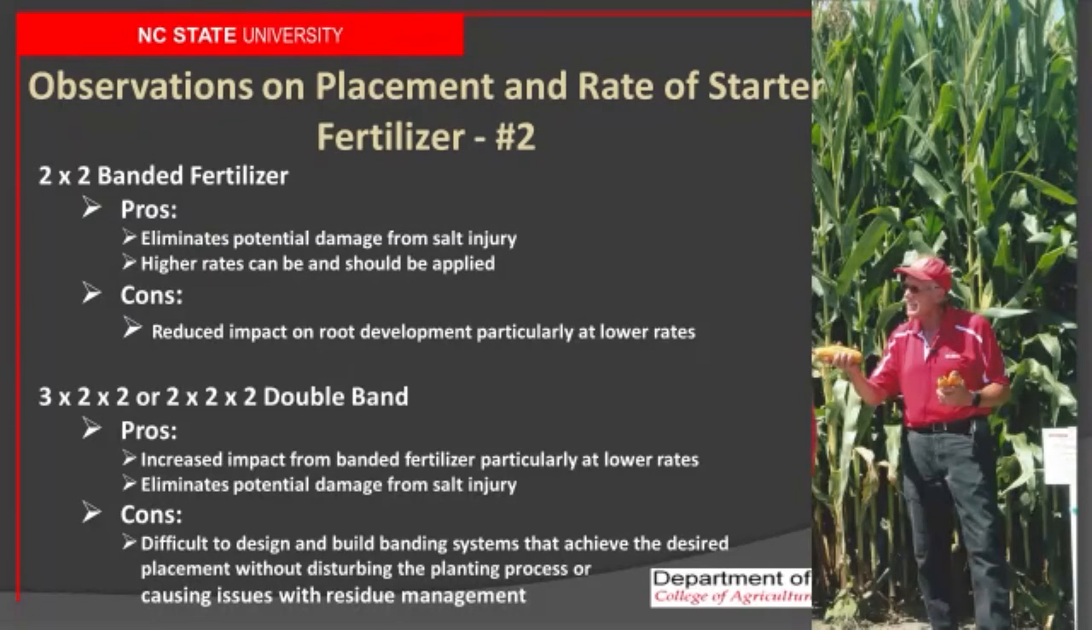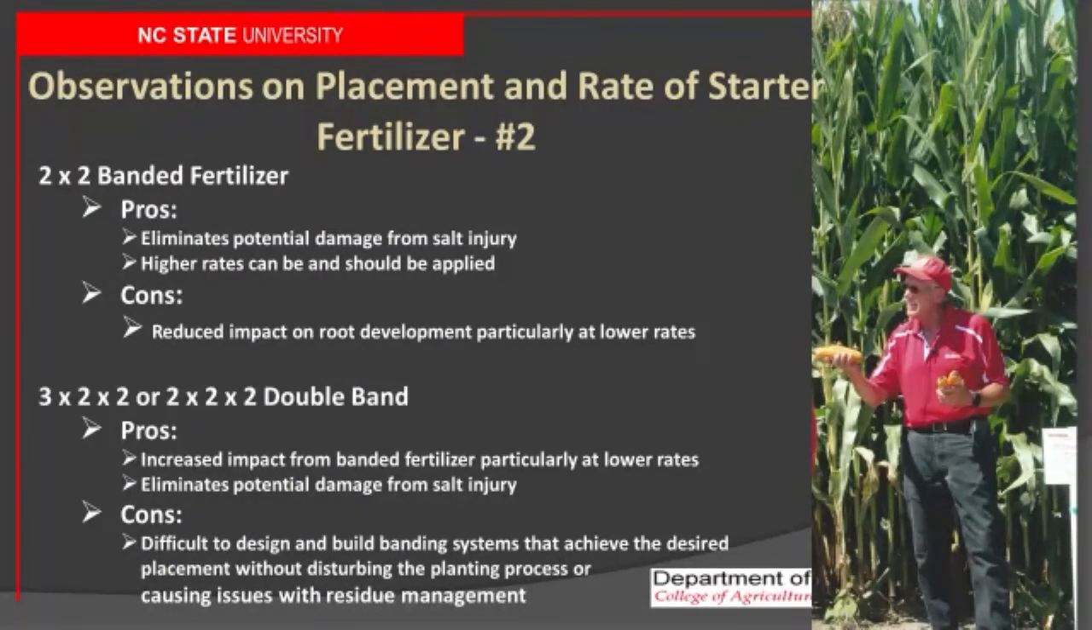The con is the reduced impact on root development, particularly at lower rates. That's it in a nutshell. If that root does not move toward that band quickly enough to take up and influence the early development or division of those cells, you don't get that starter effect. How about the 3x2 or double band? Well, there's increased impact from banded fertilizer. We're going to see this again, particularly at lower rates. I can get by at 10 gallons.